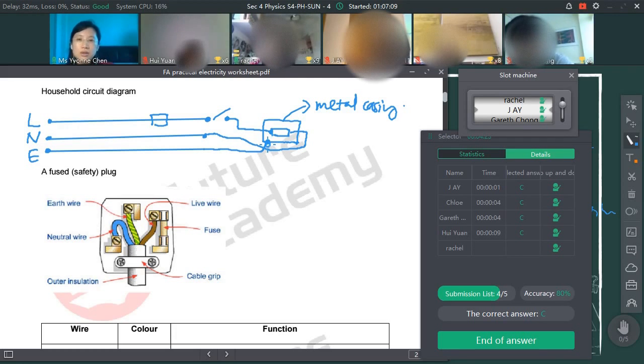Okay. So what about if I have a bulb? How do you connect it? I want you to try by yourself. How do you connect a bulb?